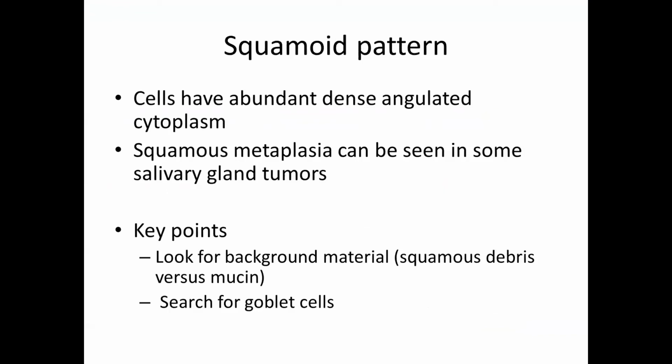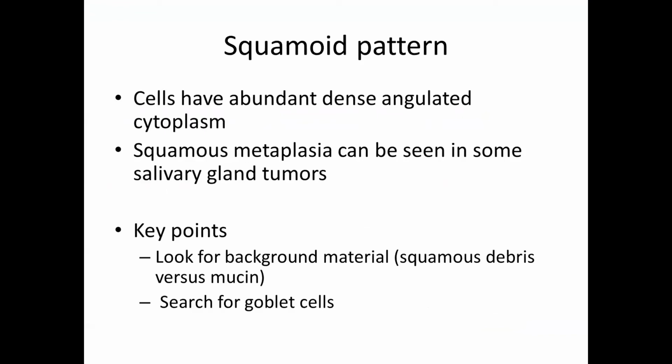Pleomorphic adenoma is the one that mostly comes to mind, as does, if you get an infarcted Warthin's tumor, that may give you squamous metaplasia as well. But aside from those entities, we typically have a very narrow diagnosis dealing with tumors in the squamoid pattern.